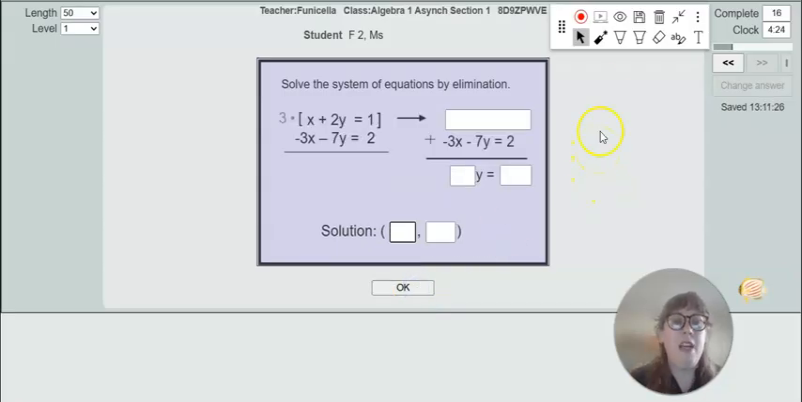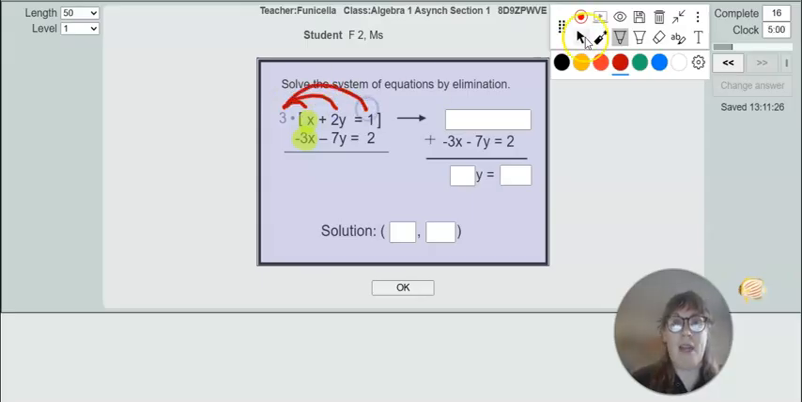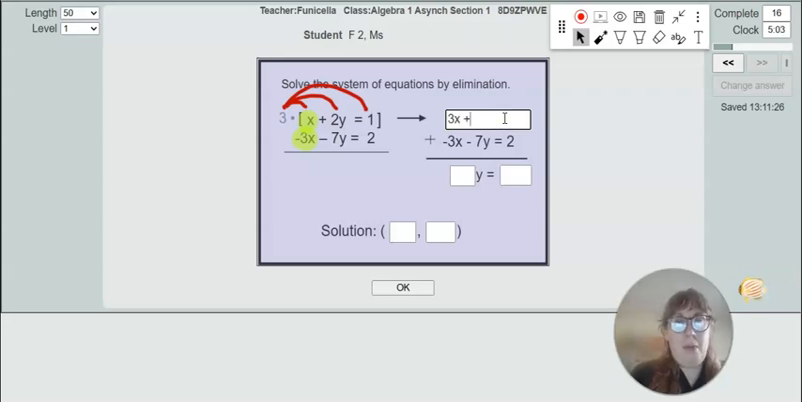Beautiful. Now sometimes we'll notice that x and negative 3x, if we add them, they are not going to cancel. 2y plus negative 7y, if we add them, they're not going to cancel. So sometimes we have to do some multiplying first to get equations so that we can use our elimination method. So they chose that they're going to get rid of these x's. So to do that, in the top equation, we need a positive 3x. So we're multiplying everything by 3. So we have 3x plus 6y equals 3.